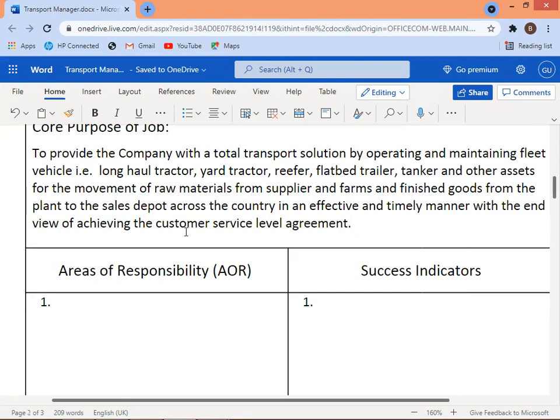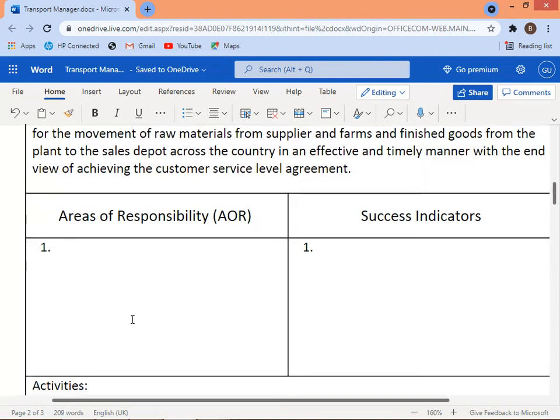So now let's go with the area of responsibility. Okay, this is very easy, straightforward. What's the area? I think I'll just say dispatch, one of the areas of responsibility. Dispatch operation, right? Okay, ensure dispatch plan, and I would also say schedule and unscheduled.